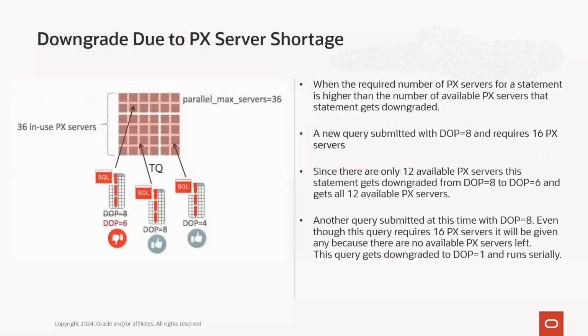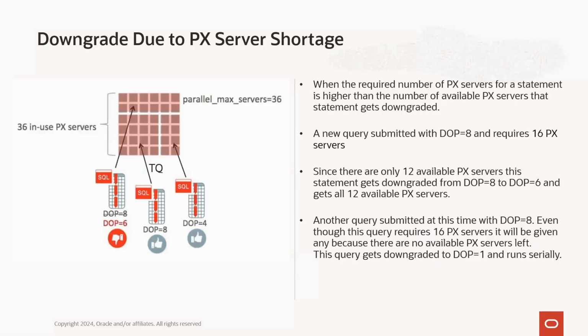So for example, if another query comes with DOP 8 or 16, what happens? The available servers are only 12, so it will be downgraded to the available number of PX servers. In this case, 12 are available, so that statement can be downgraded from 8 or 16 or whatever the DOP to 6 DOP, which is available. To use those 12, it has been downgraded because the other slaves are being used by the other 2 SQL statements, which were triggered earlier and whose execution is still going on. That is the reason it has been downgraded to the available number of slaves.